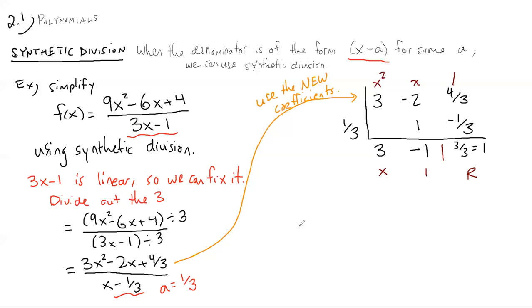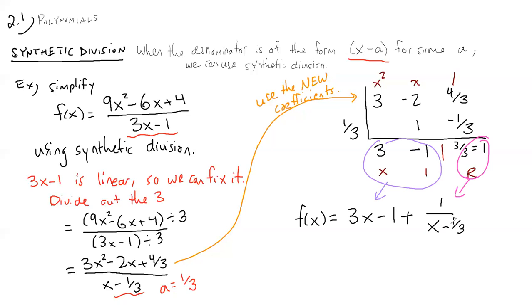And so I'm going to put this together. My f of x is going to be 3x minus 1, then plus, right, so that 3x minus 1 is coming from here, plus the remainder 1 is going to give me 1 over, and then that x minus 1/3. So again, remember that does have to come from the new expression. So that's not the denominator that you started with. It's going to be the new one.